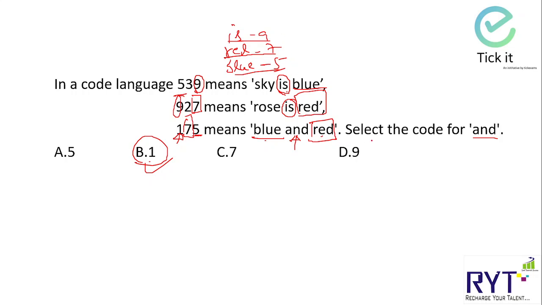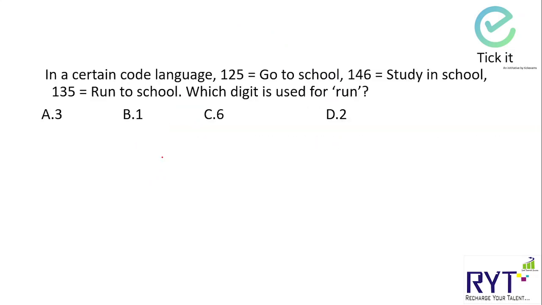Now the question is, what is the code for and? If I go to the third sentence, I have blue, I have red. Blue means 5, red means 7. What is remaining? 1. So the answer is option B, 1.